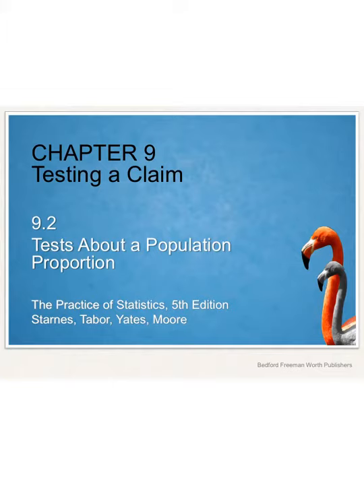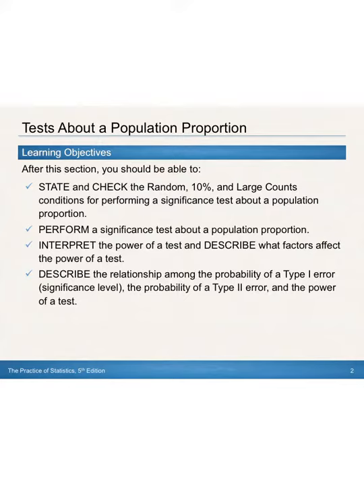So section 9.2 looks at significance tests specifically around a population proportion. This particular video is going to cover just the first three, and then the one after that we'll talk about the power of a test.